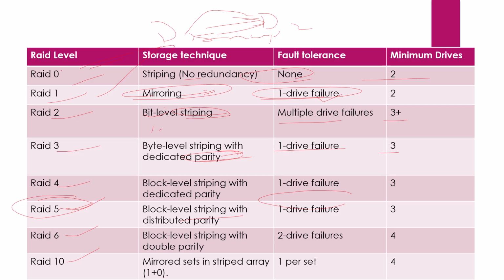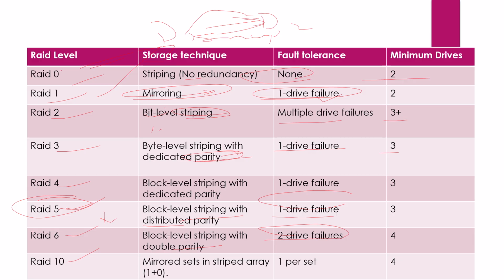RAID 6 is nothing but the upgraded version of RAID 5. Block level striping with dual parity. In RAID 5 we have distributed parity and can handle one drive failure, and in RAID 6 we have more features: if two drives fail, it will still be manageable.